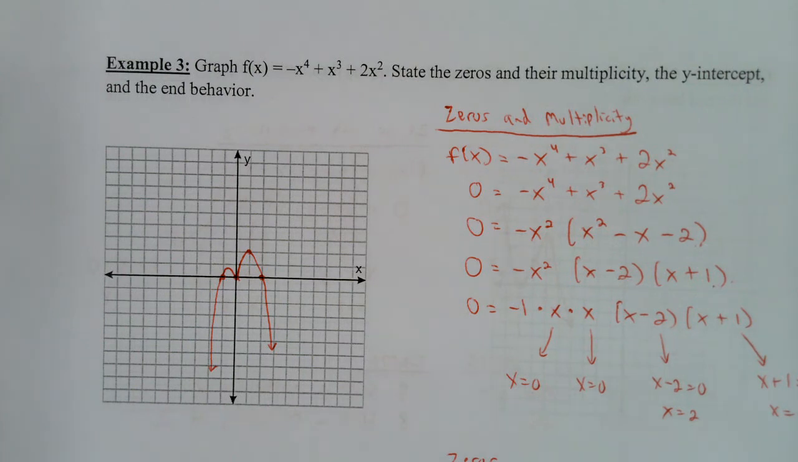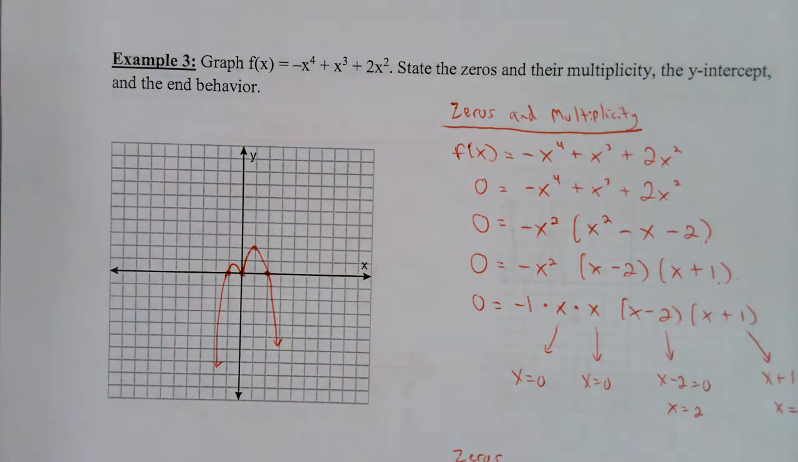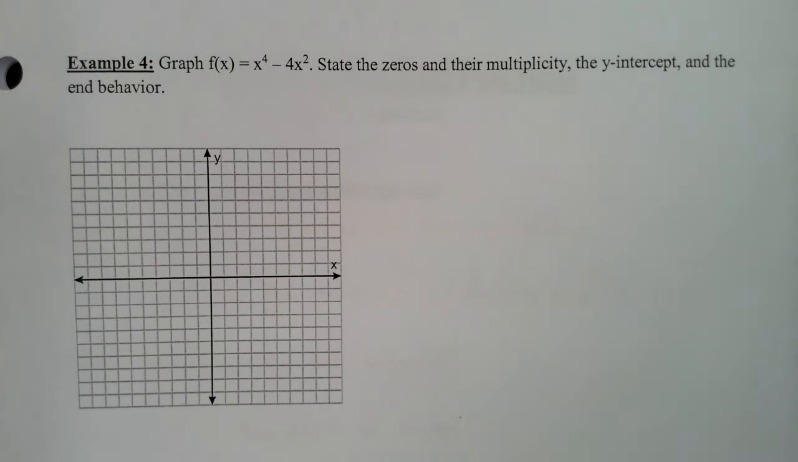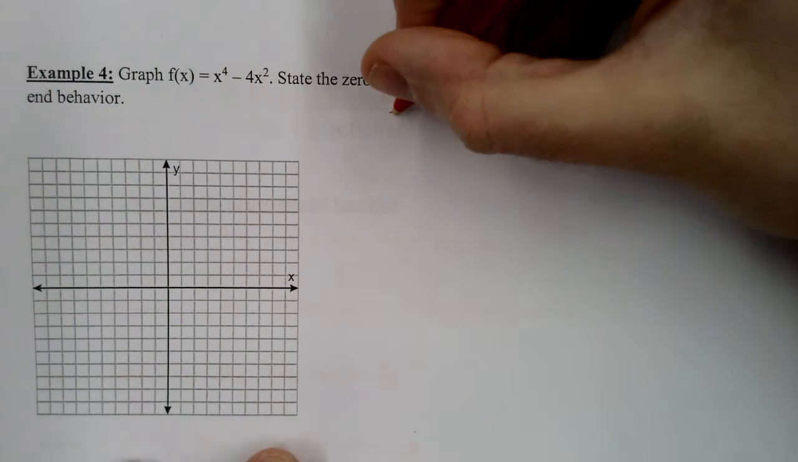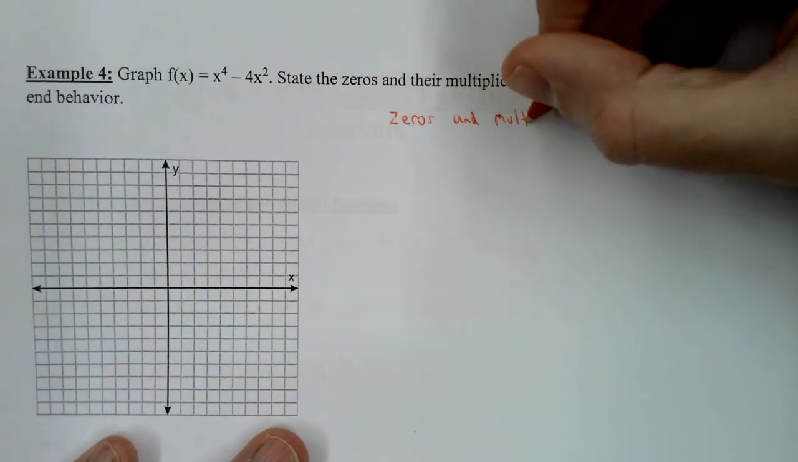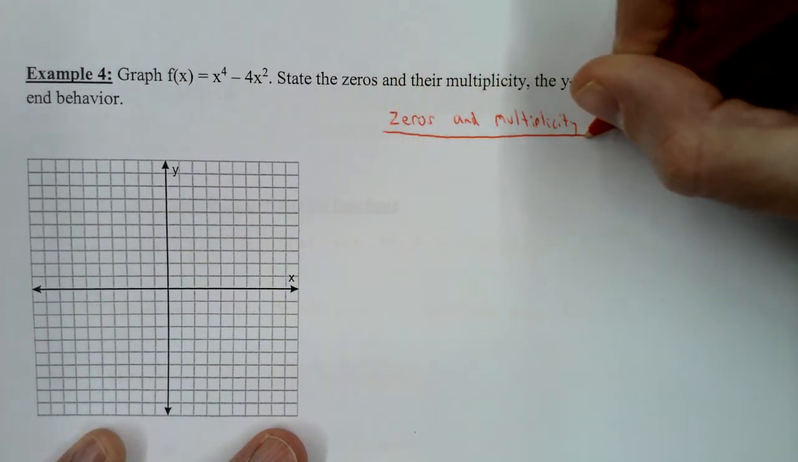Okay, let's move on. Let's do one more. So this is just a sketch, by the way. This is not absolutely perfect right there, but I'm just estimating it. Okay. Let's move on. Let's do the last one, example 4. Same process. Let's start by getting the zeros and the multiplicity. Again, we're just sketching these as best as we can.